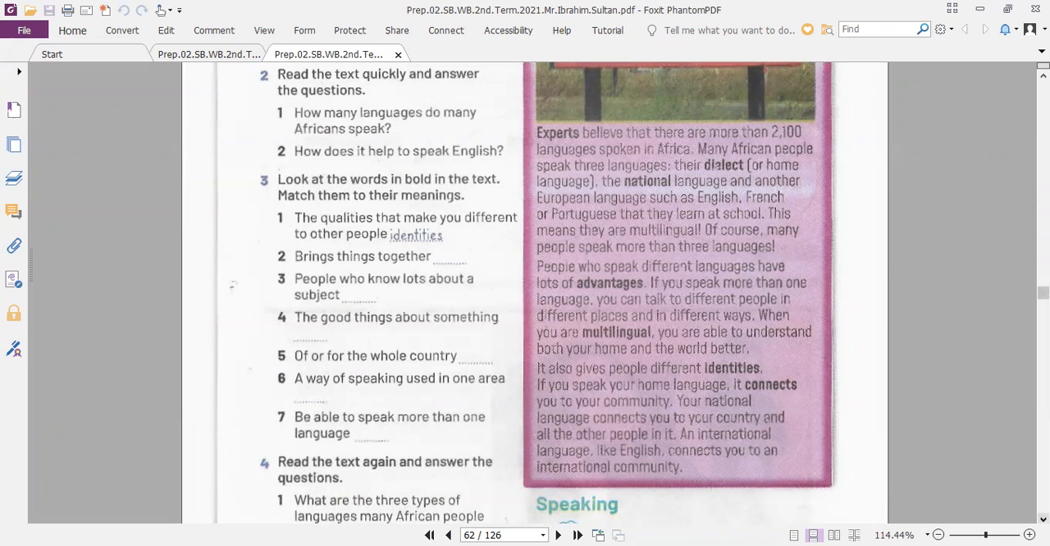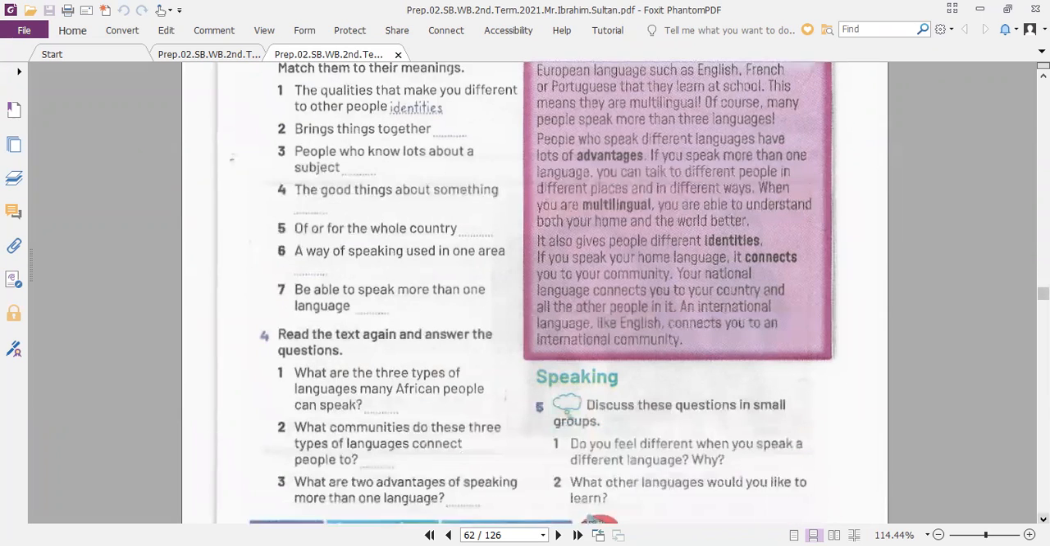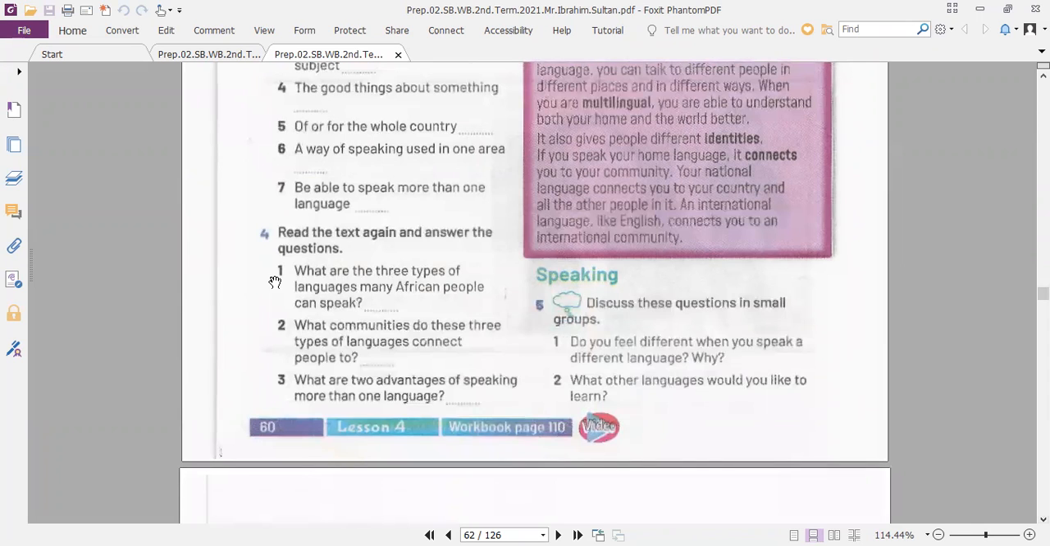Multilingual, okay. And we have here, what are the 3 types of language many African people can speak? They can speak their home language, okay, their dialect, and they can speak other languages like English, Portuguese, French.